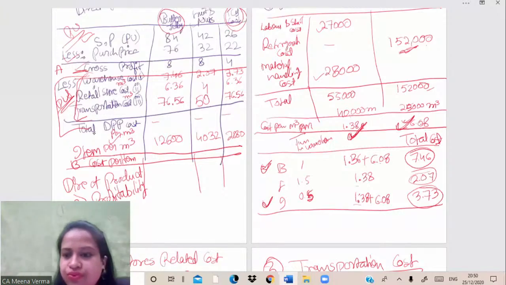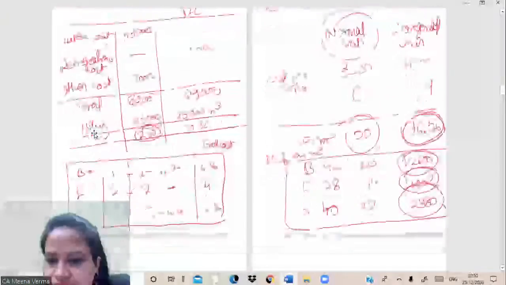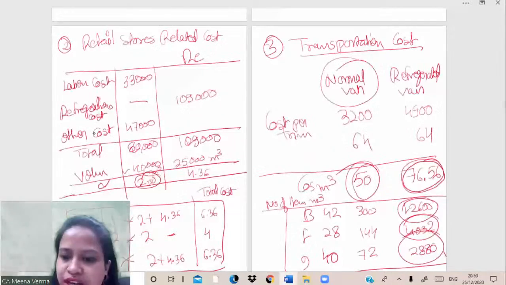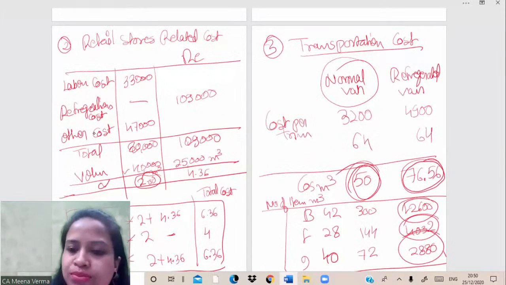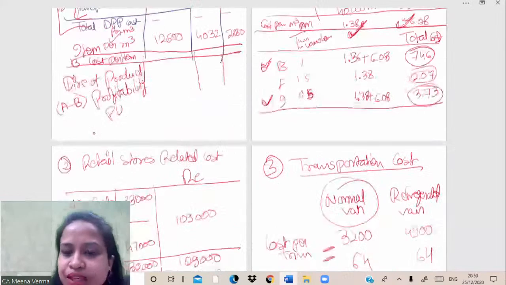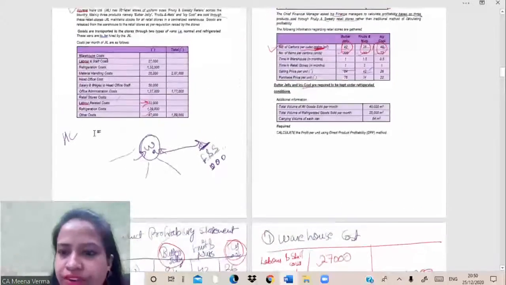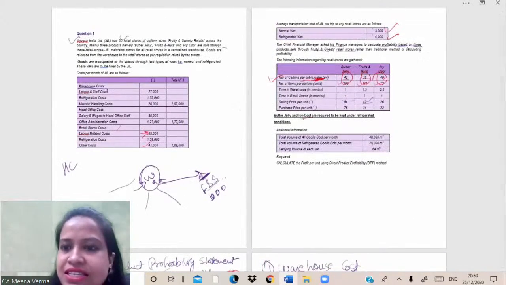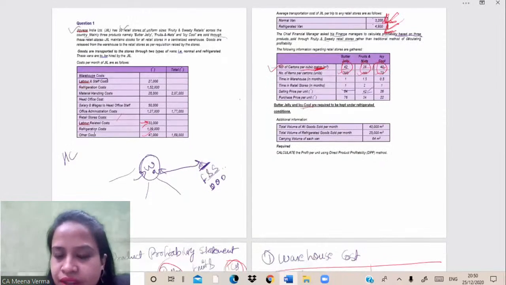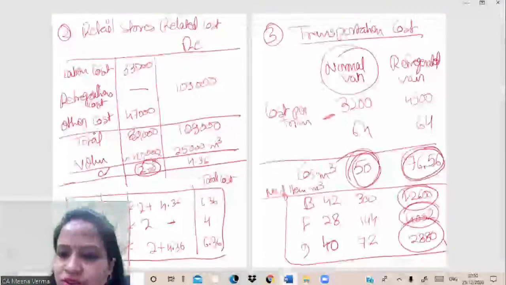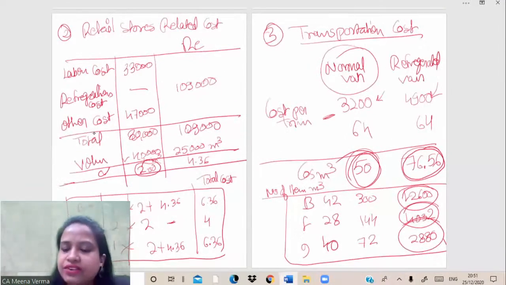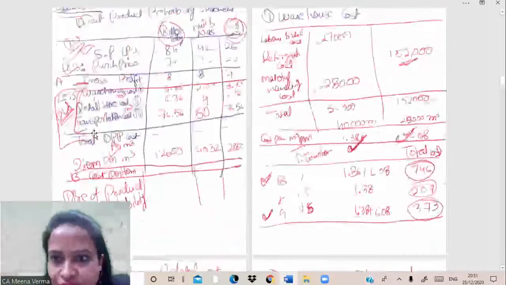Okay, ma'am, how 50? Did you get this point? How this 50 came? Normal van, the cost. See, normal van. Where is the normal van? This is the cost for one normal van. This is the cost of refrigerated van. So 3200 is the cost of normal van and 4900 is the cost of refrigerated van.